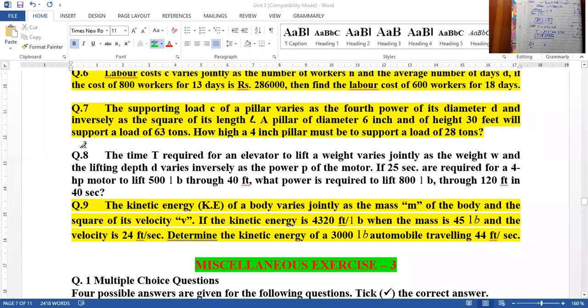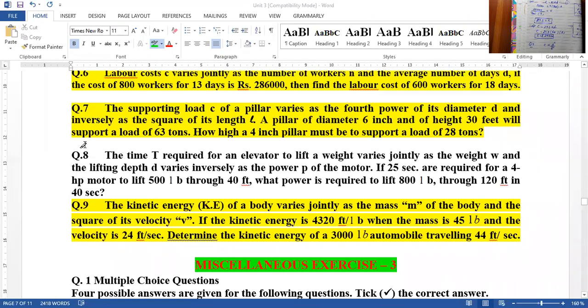The supporting load C of a pillar varies as the fourth power of its diameter, means that we are provided diameter is equals to D, then its fourth power means D raised to power 4, and inversely varies as the square of its length, that is how high it goes, its length square. This is the relation of supporting load, that how much load a pillar can bear. This depends upon the fourth power of diameter, but as you keep on raising the pillar, its supporting load capacity will decrease as the square of its length.